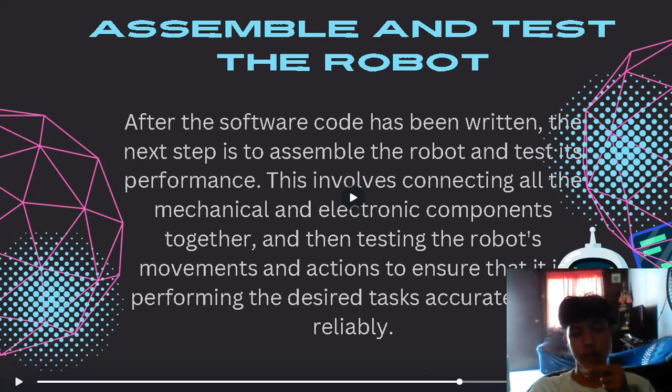The next one is assemble and test the robot. Testing the robot involves, after the software code has been written, the next step is to assemble the robot and test its performance.